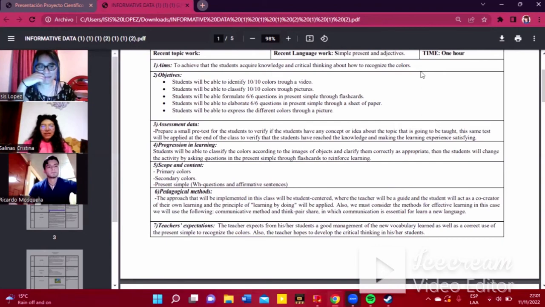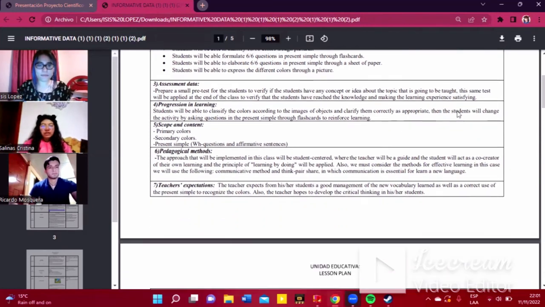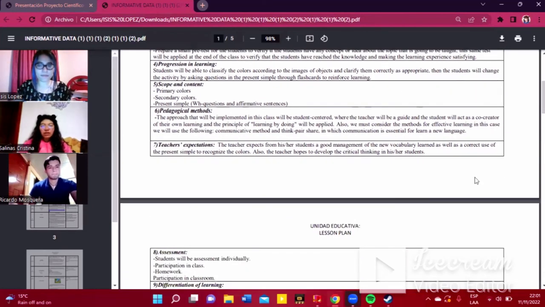Okay, here we have the progression of learning. In this part, the students will be able to classify the colors according to the pictures of objects and put them in the correct order. Then the students will change the activity by asking questions in present simple through flashcards to reinforce what the students were learning in the class.